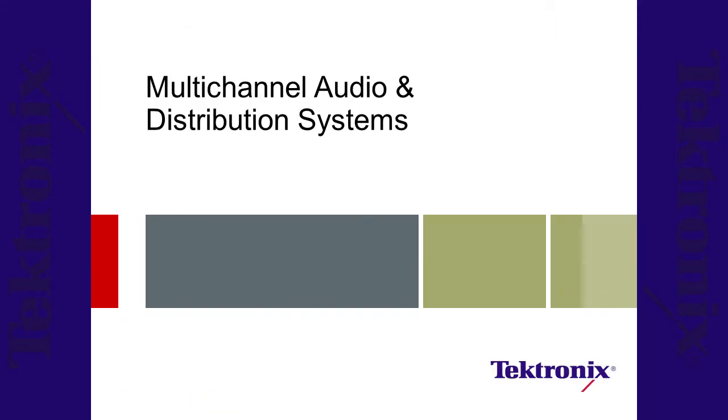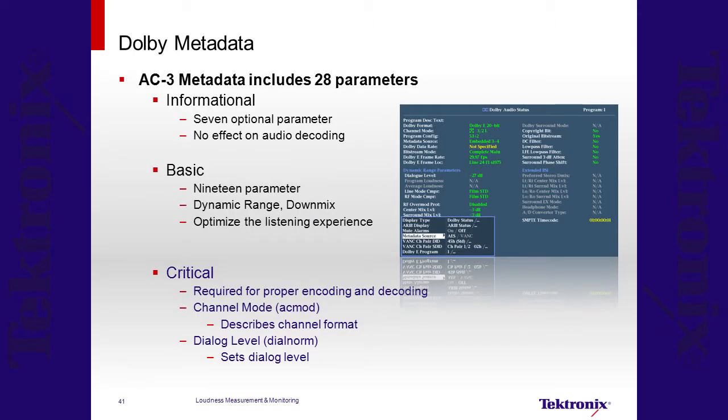In this next section, we'll discuss Dolby Metadata, and how this data can be added within a facility to support multi-channel audio, and how the signals are distributed throughout the system. Dolby metadata is carried within the digital data stream and includes 28 different parameters. Some of these parameters are informative and have no effect on audio decoding.